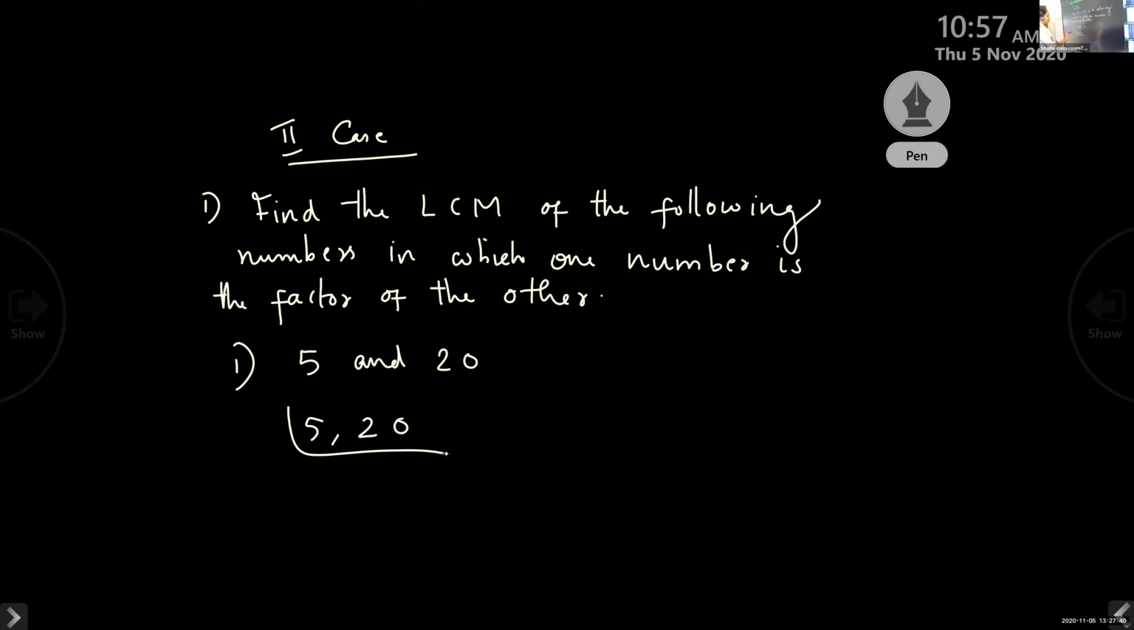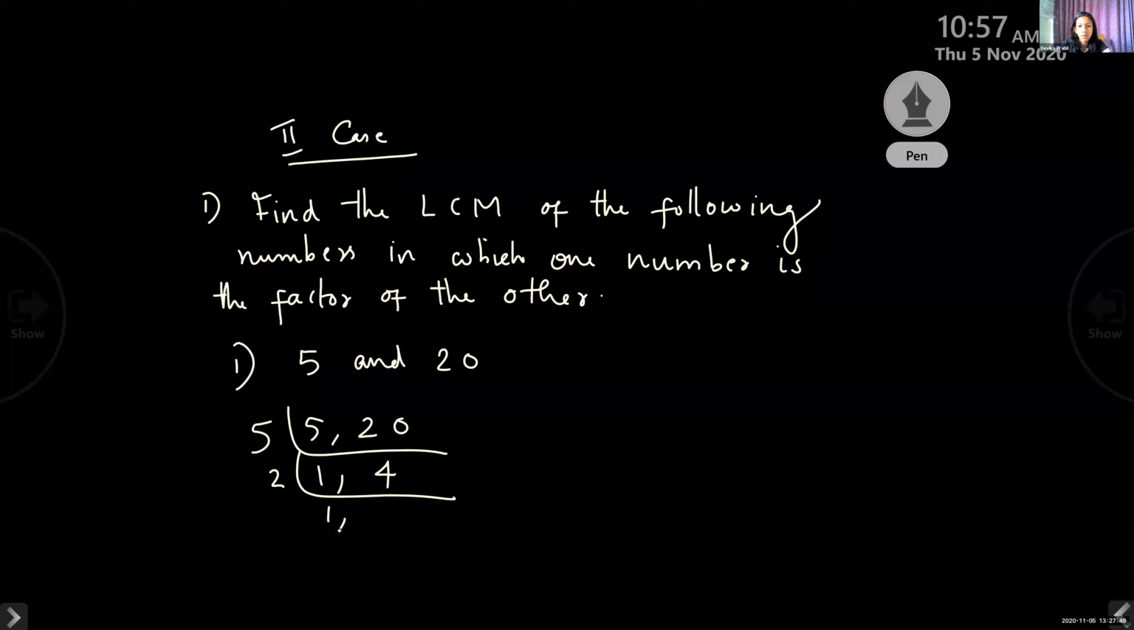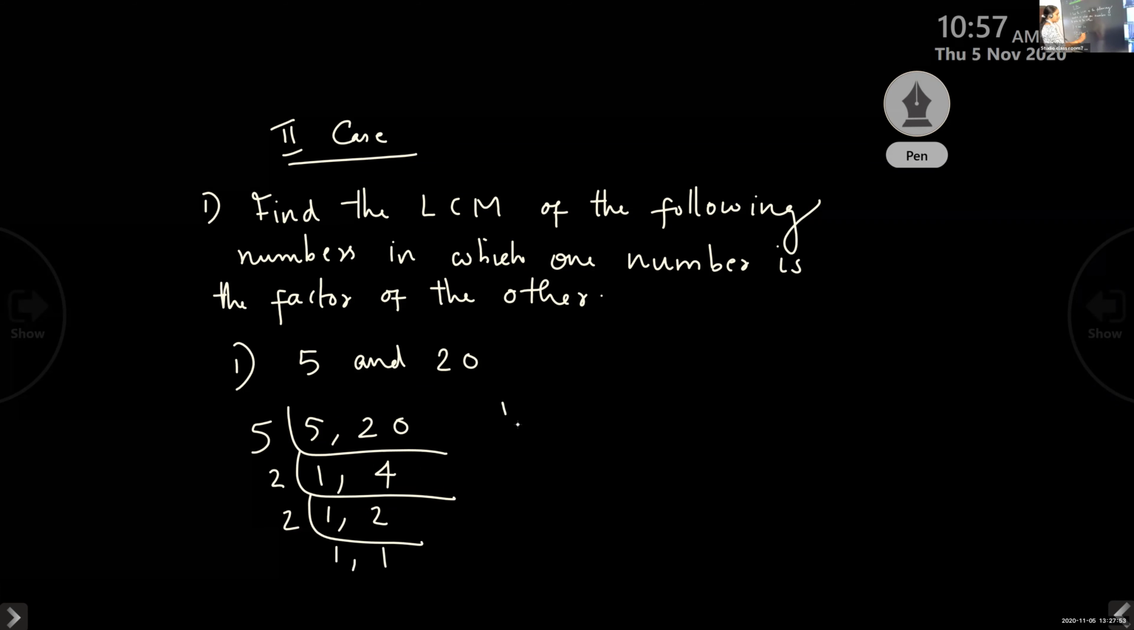So shall I divide with the 5? Yes, ma'am. So 1 and 4. Now I'll divide with the 2. So 1 and 2. Now we'll divide with the 2, 1 and 1. What is LCM here? 5 into 2 into 2, 20. What did you observe from this?